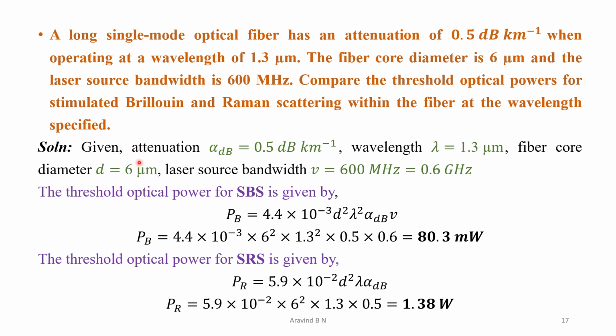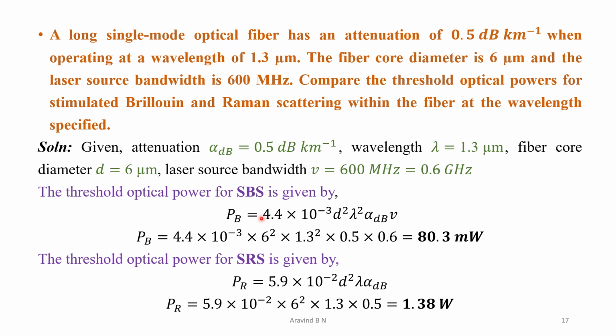The given parameters: the attenuation α_dB is 0.5 dB per kilometer. The wavelength λ is 1.3 micrometer. Fiber core diameter d is 6 micrometer. The laser source bandwidth V is 600 megahertz. As previously mentioned, this laser source bandwidth must always be in terms of gigahertz. Therefore, converting megahertz into gigahertz, we get 0.6 gigahertz.